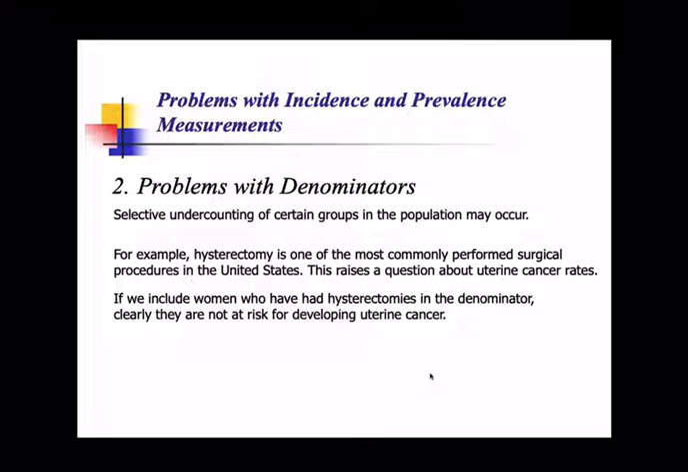The other problem is with the denominators, because selective undercounting of certain groups in the population may occur. For example, hysterectomy is one of the most commonly performed surgical procedures in the United States. This raises a question about uterine cancer rates. If we include women who have had hysterectomies in the denominator, clearly they are not at risk for developing uterine cancer.